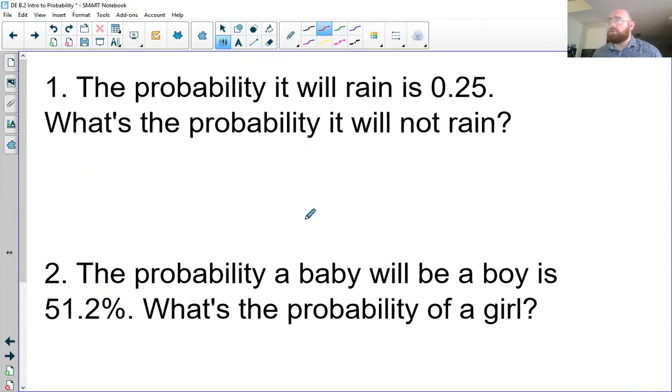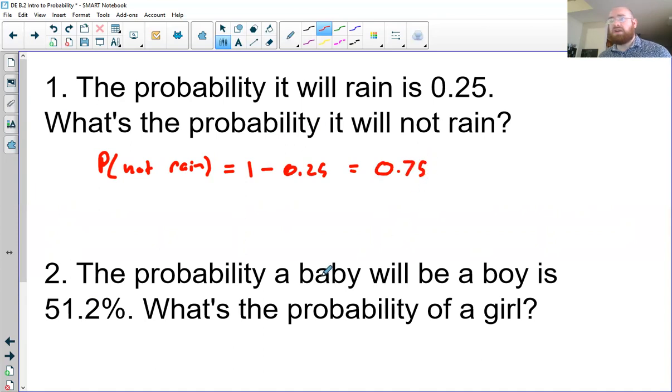The probability it will rain is 0.25. What's the probability that it will not rain? So we have the probability of not rain is equal to 1 minus 0.25. So the probability of it not raining is 0.75.